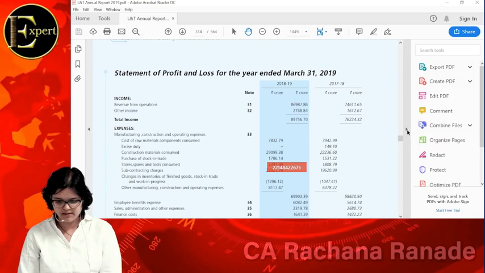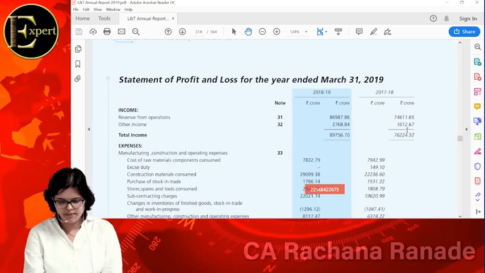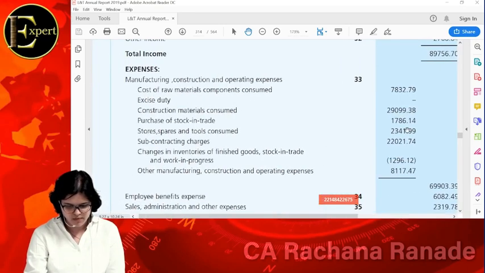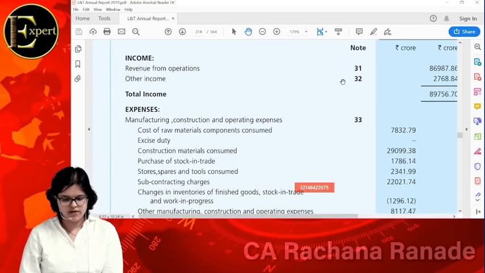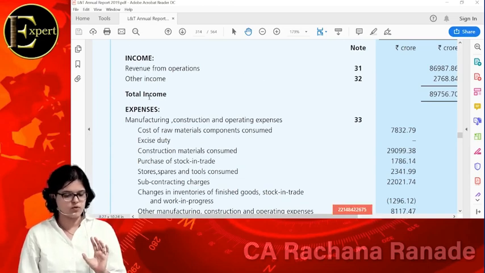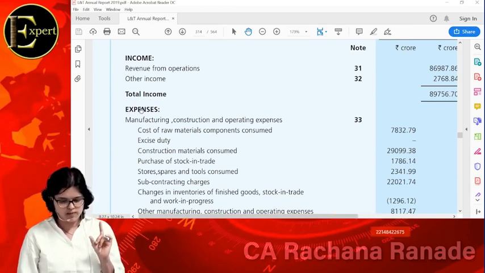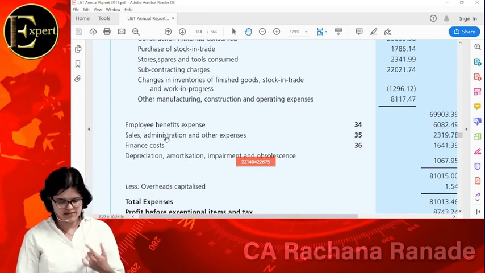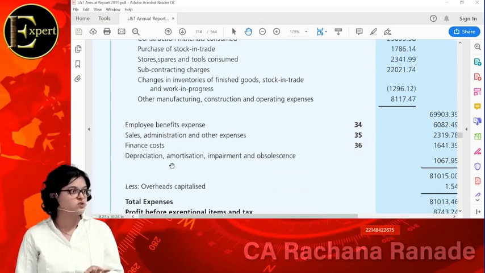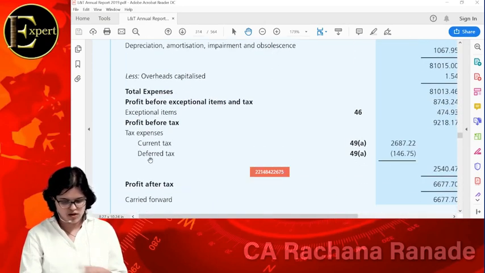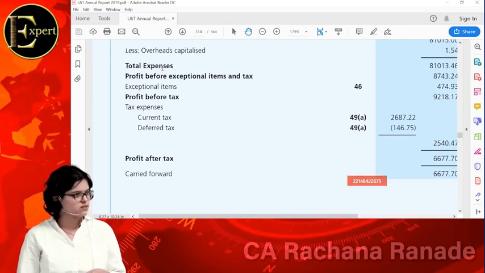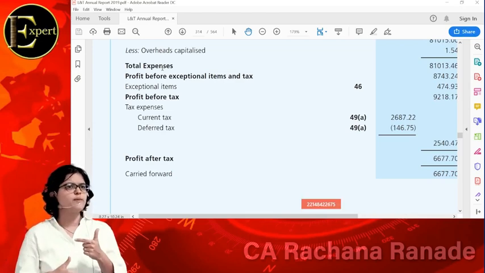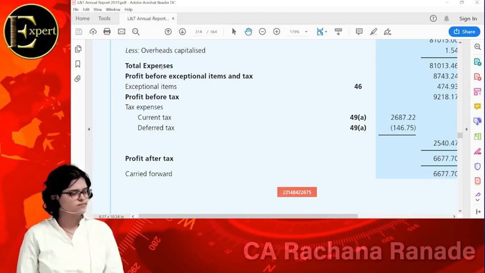See, we have a statement of P and L. And what are the two major points in P and L? One is income, one is expense. So here we have whatever is income, other income, total income. First, total income. उसके बाद expenses है. All these expenses: employee benefits, sales, finance costs, depreciation, amortization. You remember this term? Depreciation, amortization, all other expenses, and then you get total expenses. In simple words, total income minus total expenses is going to be my profit before tax.